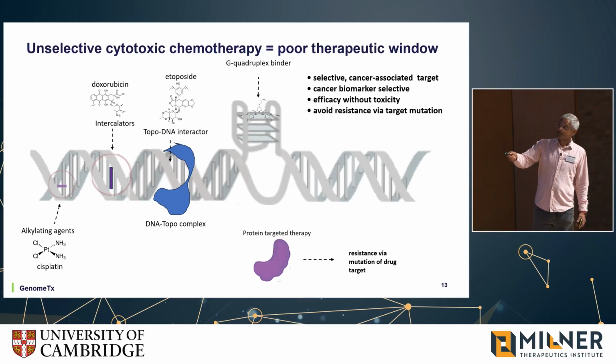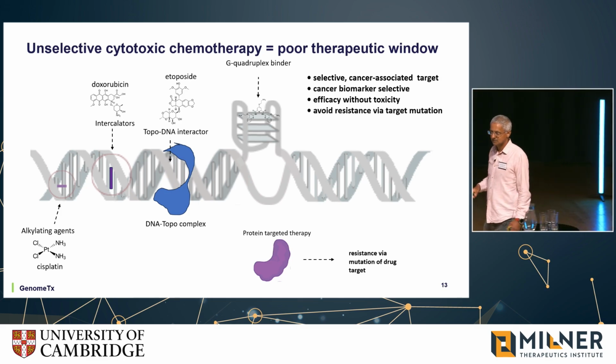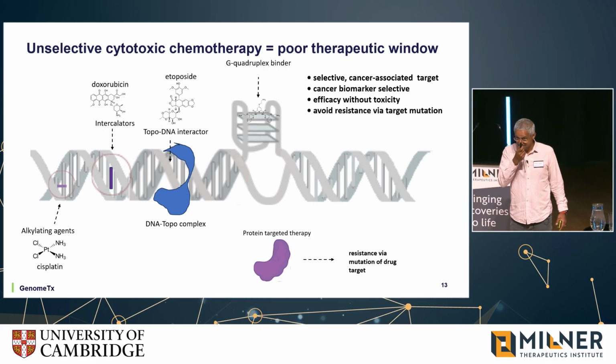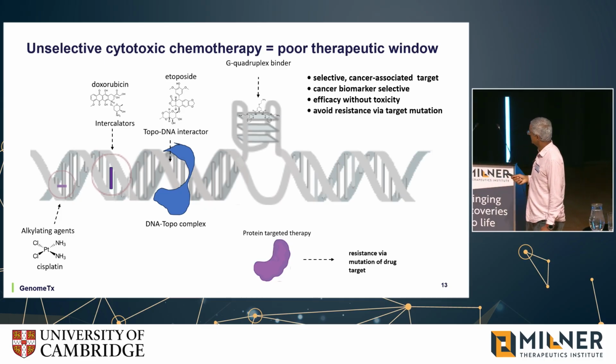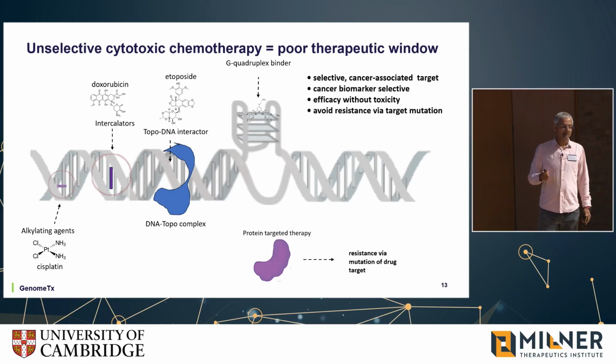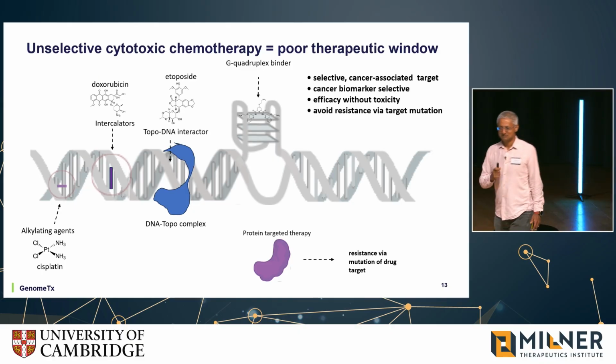Now, these drugs are good and bad. They are cytotoxic chemotherapy. They kill cells that are dividing, which is why if you're treated by them, you suffer quite severe side effects. Yet, 50, 60 years on, we're still using them. They are the most widely used drugs in oncology. So why are we still using them?